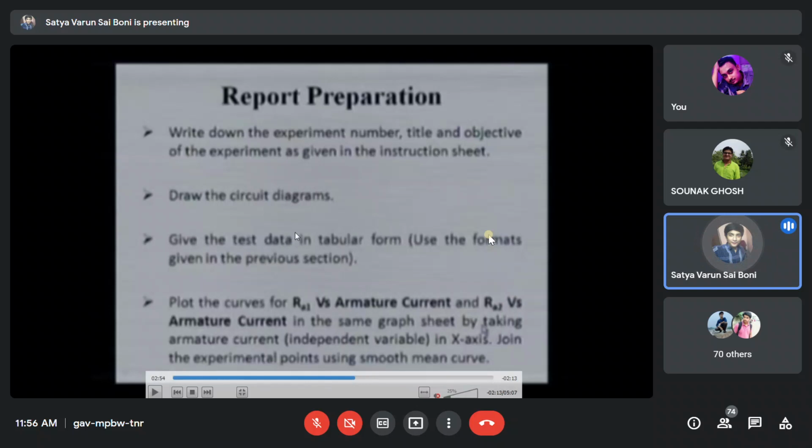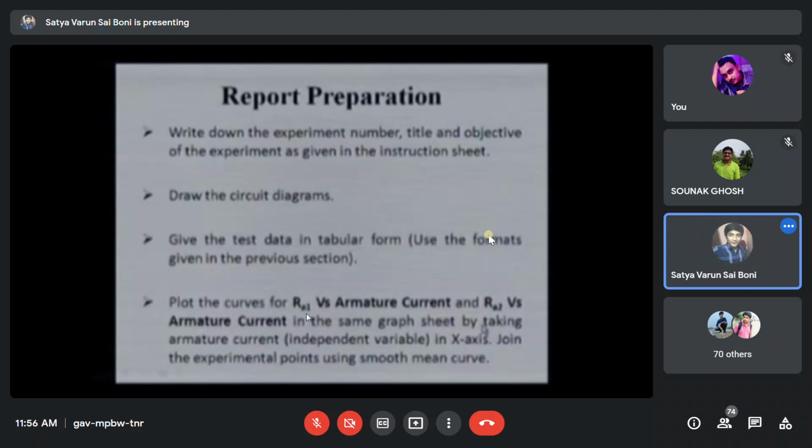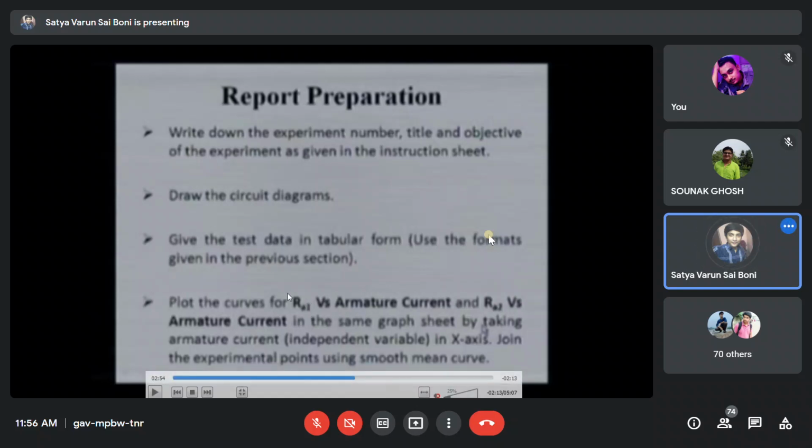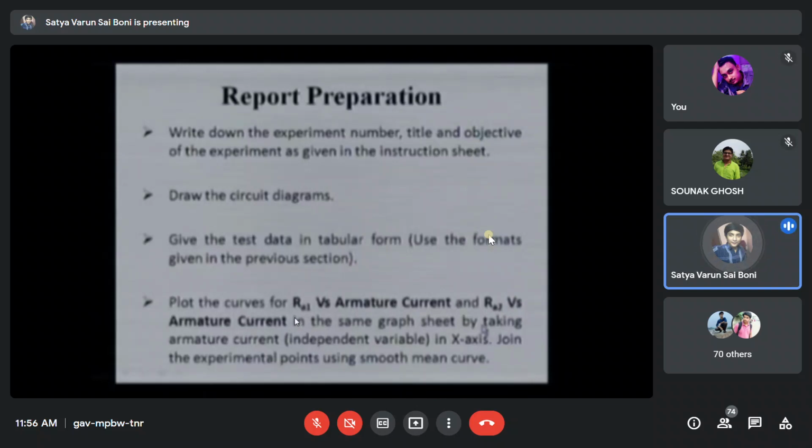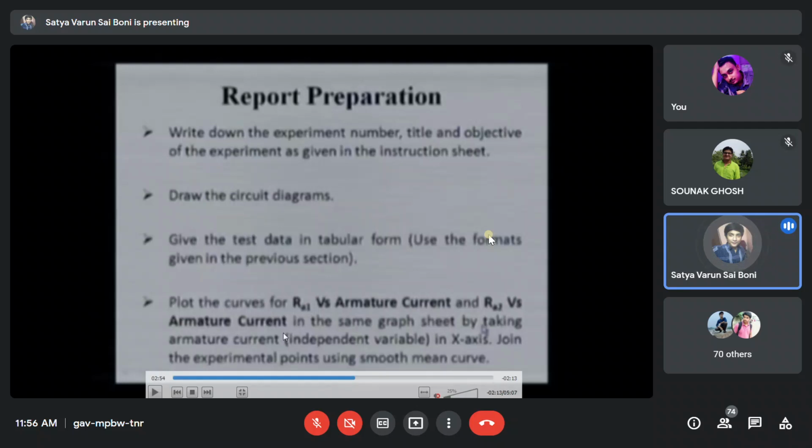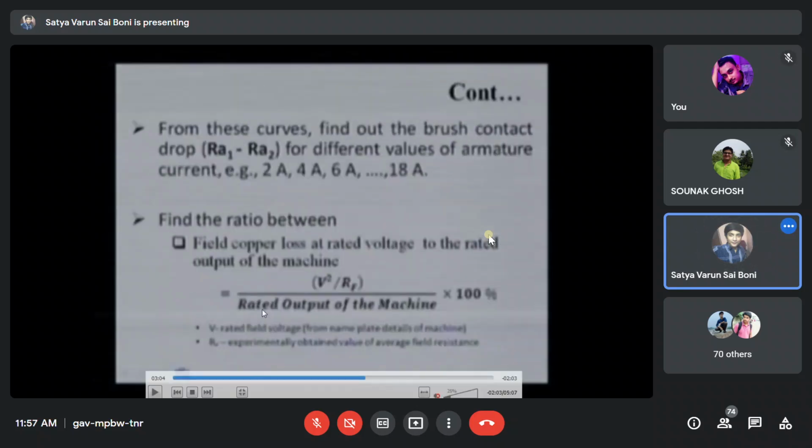For these, from the table data, this RA1 is nothing but the armature resistance including the brush resistance. So we have to draw the graphs of RA1 versus armature current and RA2 versus armature current. These other things are not needed. First, you should understand what we are actually doing. After that, all these things come into the picture.